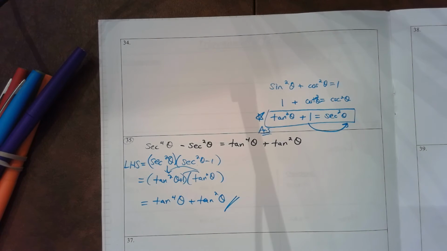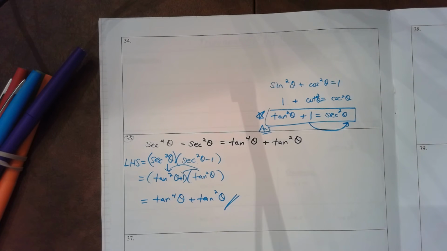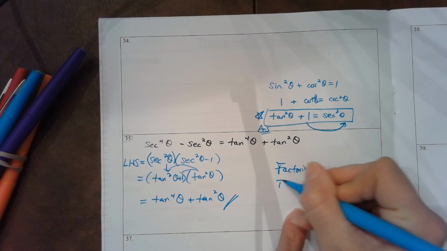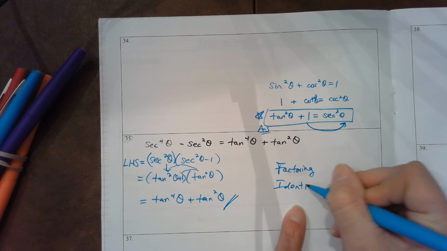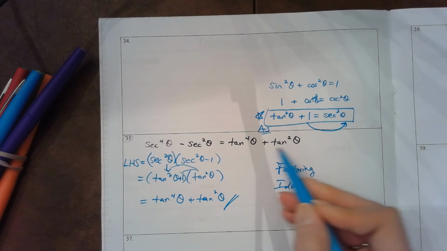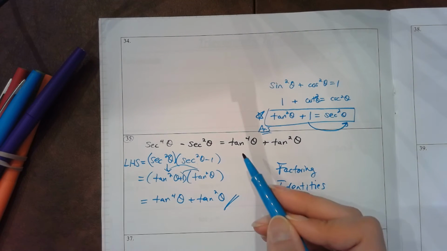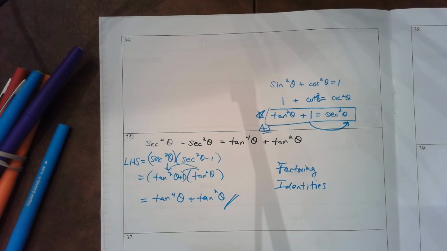Done. So this one needed factoring, and it also needed identities. I noticed that the answer did not have fractions, so I don't want to make fractions here. I want to make tangents. Use that answer to guide you.